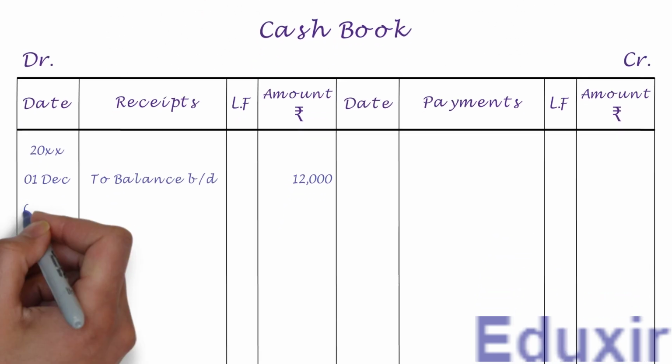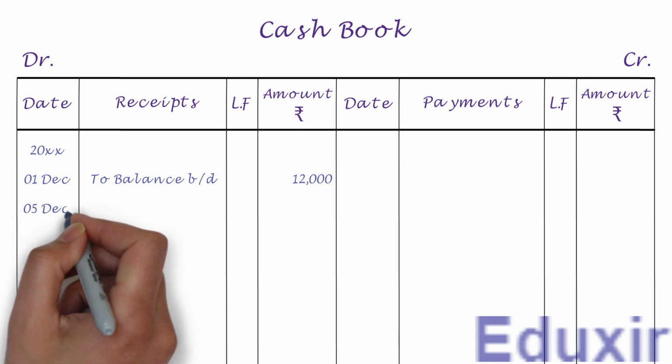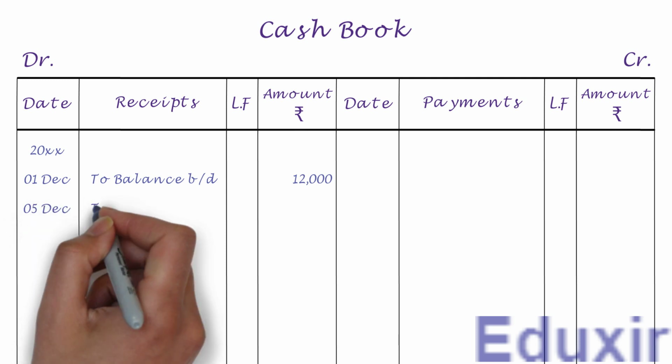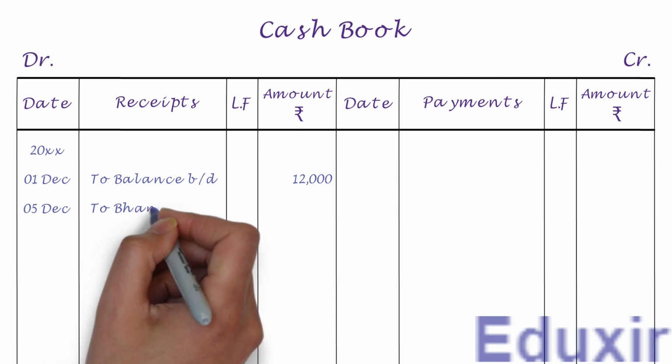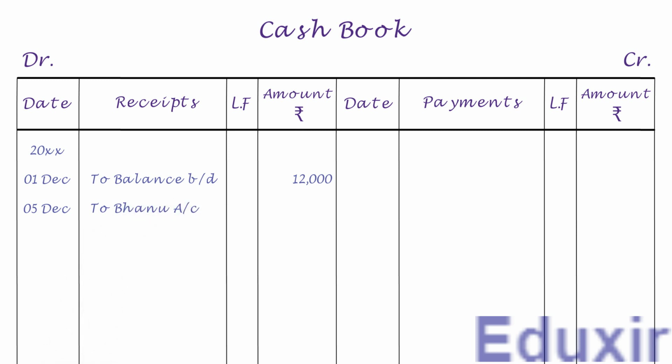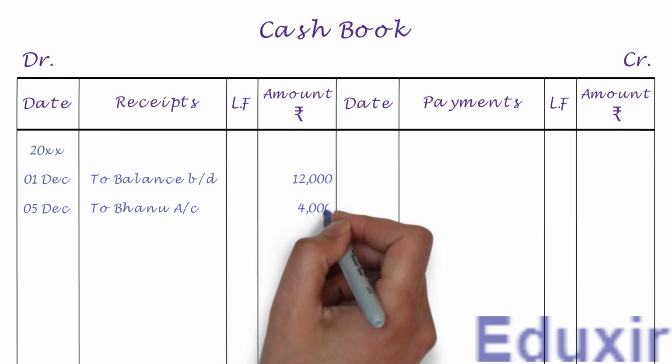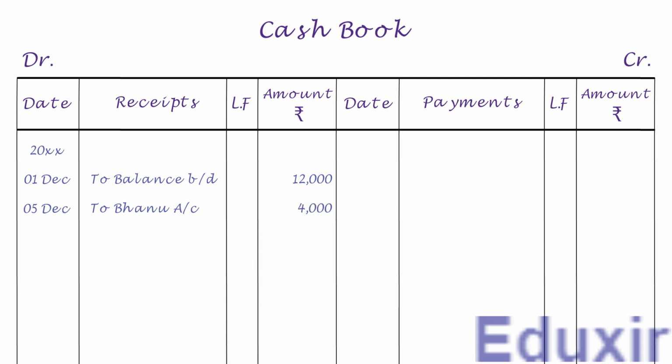Let us first record the date. Let us then record Bhanu account in the receipts column. Let us then record the debit amount of 4,000 rupees in the amount column. With that, we have completed the posting of this transaction into the cash book. Let us now take up the next transaction.